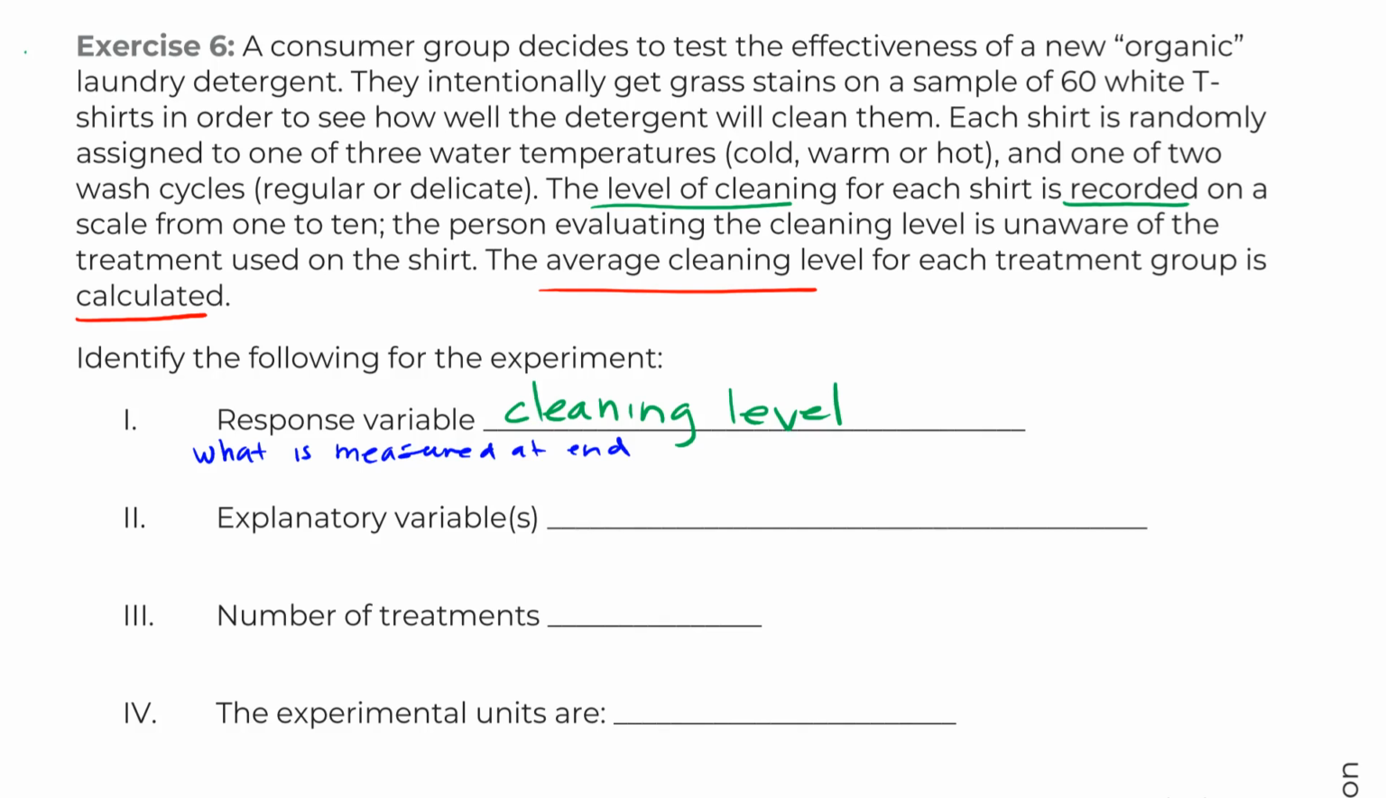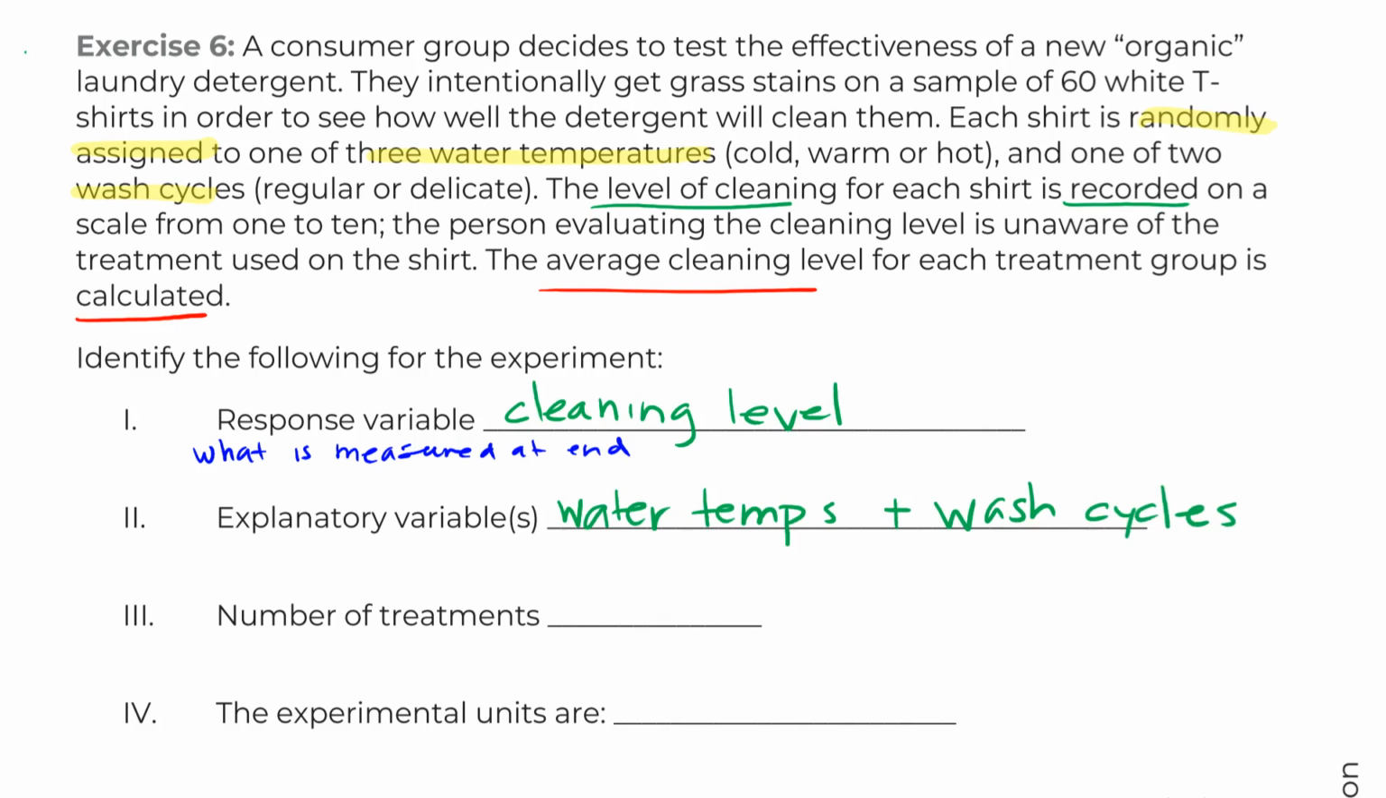All right. So our explanatory variables are also called our factors, right? These are what we are manipulating or what we think might influence the response variable. So we look and it looks like we have some random assignment, which is letting us know that we're dealing with an experiment, which we knew, to 1 of 3 water temperatures and 1 of 2 wash cycles. So there are our explanatory variables. We think that the water temps and wash cycles are our, did I say think? We know that those are our explanatory variables or our factors for this experiment.